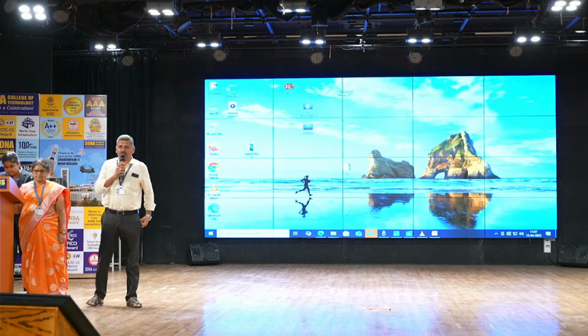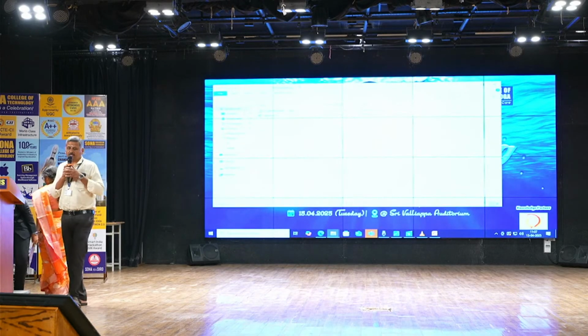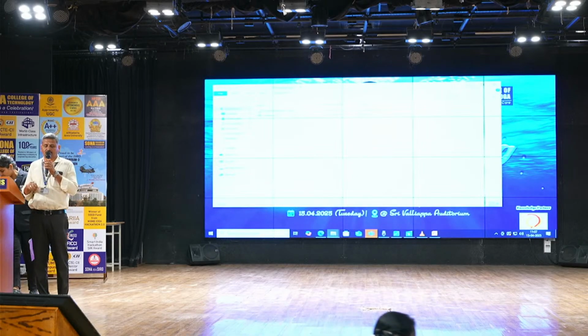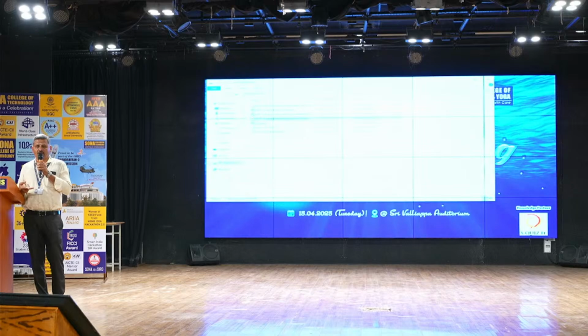So that's all about the energy and water management system adopted in the Sona campus and the medical college, and some of our energy conservation and water conservation activities that are followed in our campus.